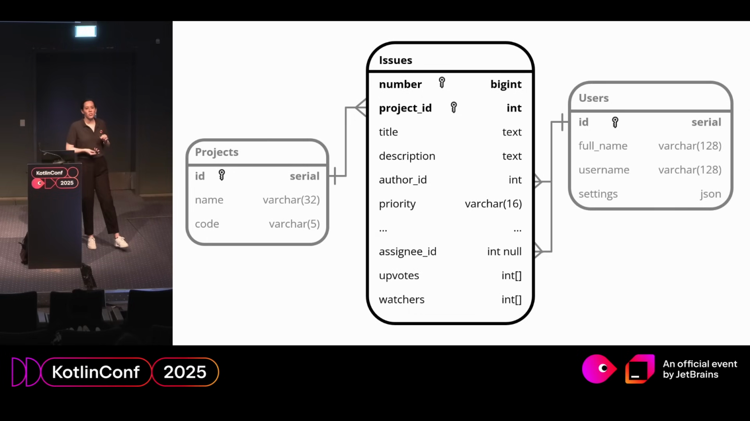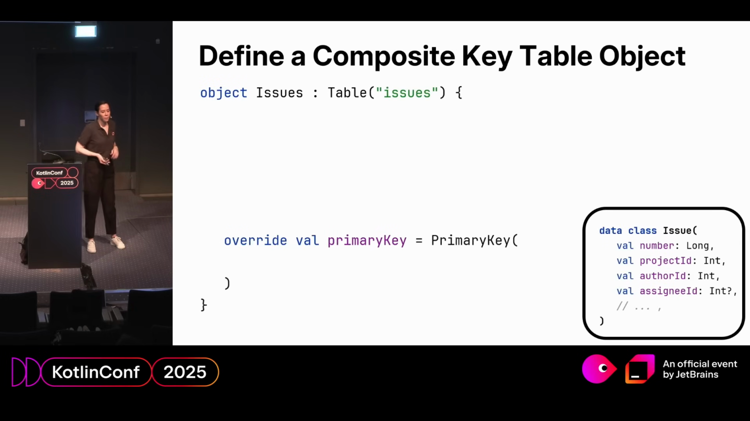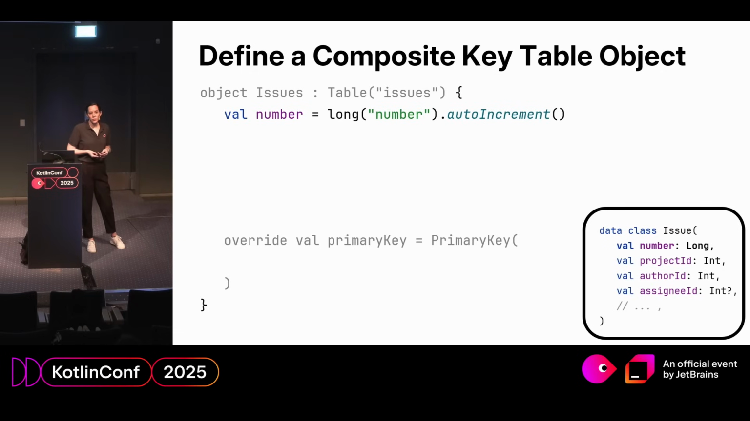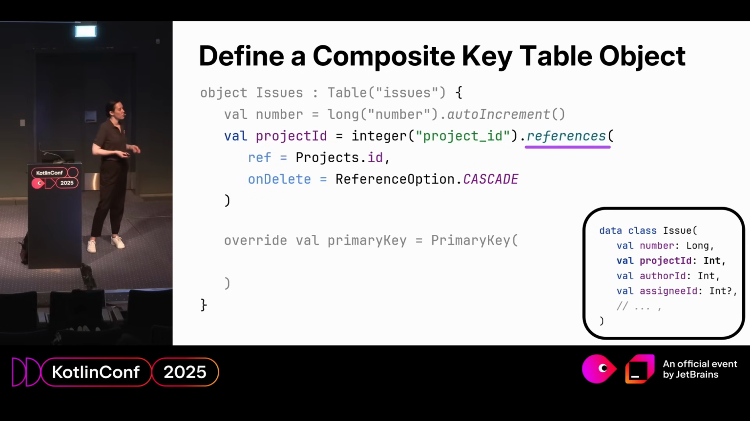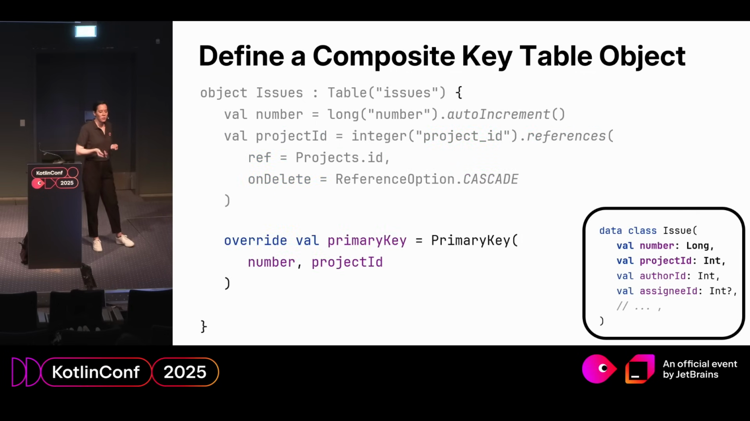So if we look now at the issues table, which is the main table in our demo, we can see that it has two key component columns. And one of them is part of a many-to-one relationship with the projects table. If we wanted to do this with DSL, it would be really simple. We would just have a column to store the first component, and we would have a column to store the second component. And because the second component is storing the ID value from the parent project table, we call references, which just tells Exposed to also additionally create a foreign key constraint between these two tables. And then we would just pass that to the primary key as the two key component values.